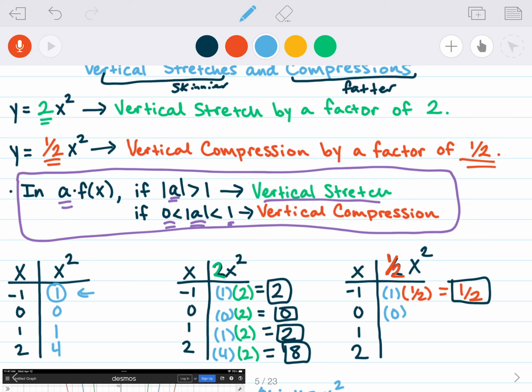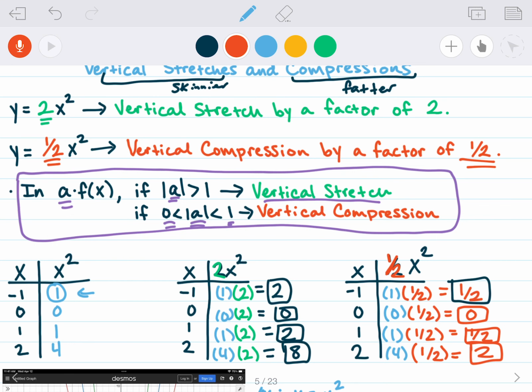Second is 0. 0 times 1/2 is 0. Third one is 1. 1 times 1/2, again, is 1/2. And finally, our output for 2 in our parent function is 4. And so 4 times 1/2, 1/2 of 4, is 2. So there it is. There's our new output values.